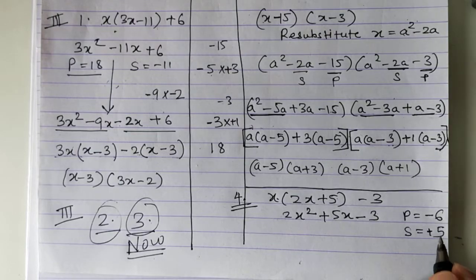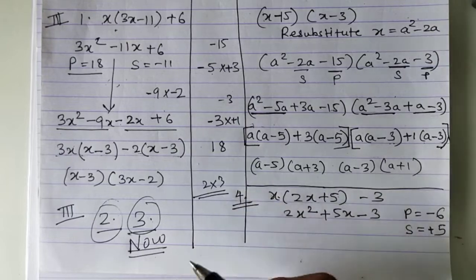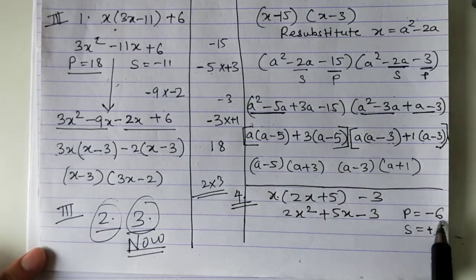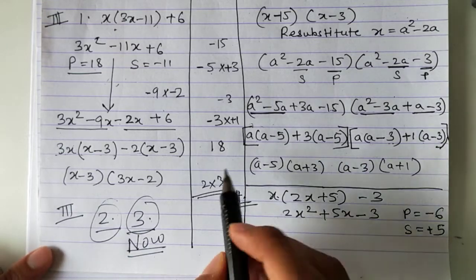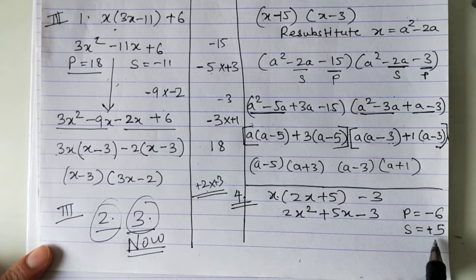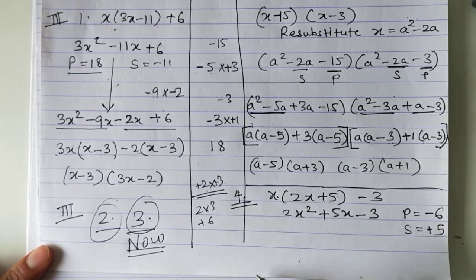See, the easiest numbers you would think of are 2 into 3. But 2 into 3 will not give you the answer. Why? Because we want plus 5. If you take plus 2 and plus 3, when you add them you will get plus 5. But when you multiply them, 2 into 3, you will get plus 6. We want minus 6. So 2 into 3 won't work here.